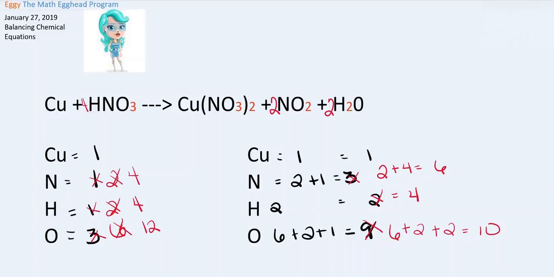Now, I did have one of my lovely viewers, Joanne, send me a comment and explain that she was having some issues and wanted to know if there was a way to balance chemical equations instead of using the trial and error process. The answer is yes. There are many ways that you can do a problem like this.